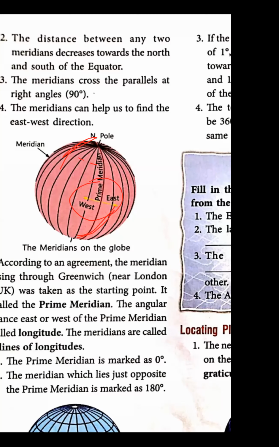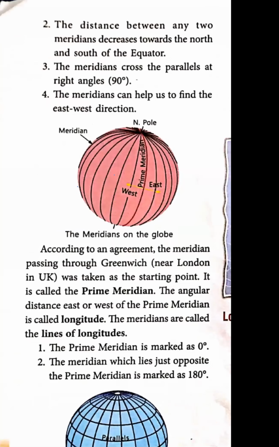Meridians help us to find east-west direction. According to an agreement, the meridian passing through Greenwich, a place near London in the UK, was taken as the starting point. It is called the prime meridian.